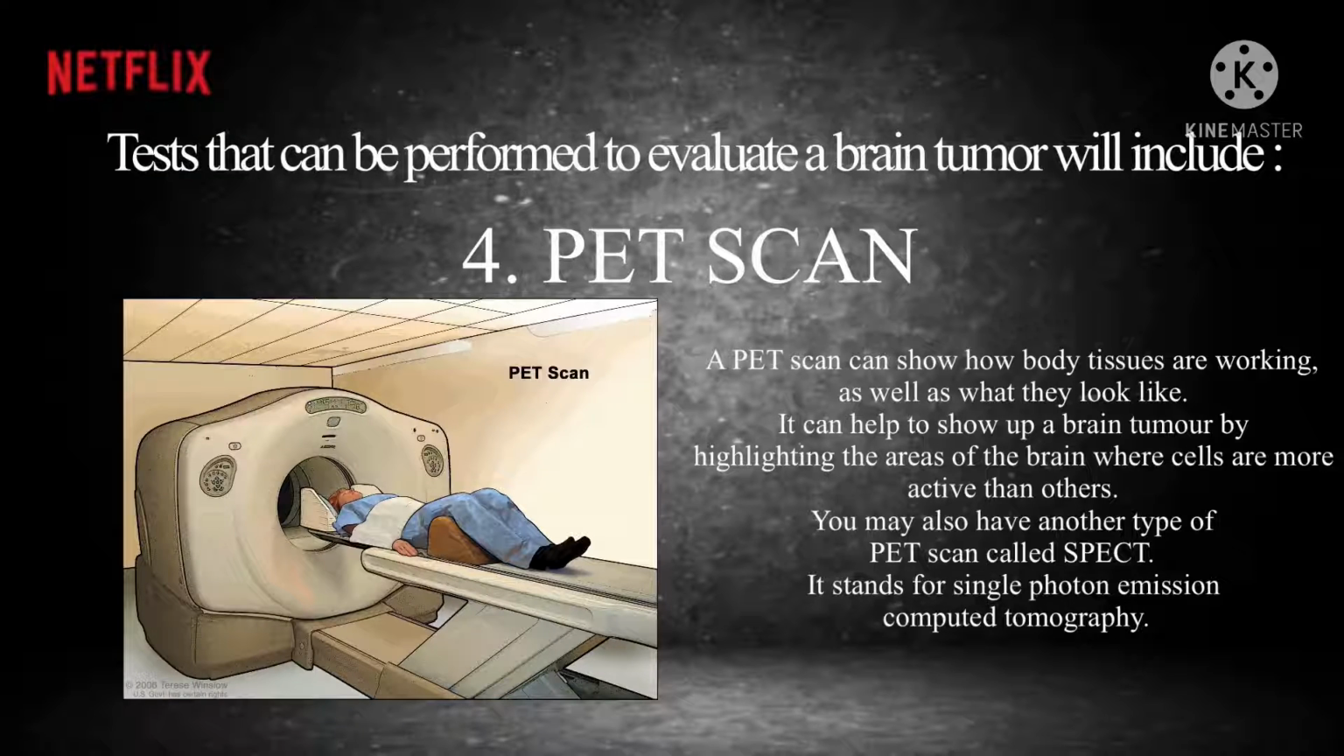And last is the PET scan. A PET scan can show how body tissues are working, as well as what they look like. It can also help to show up a brain tumor by highlighting the areas of the brain where cells are more active than others. You may also have another type of PET scan called SPECT. It stands for Single Photon Emission Computed Tomography.